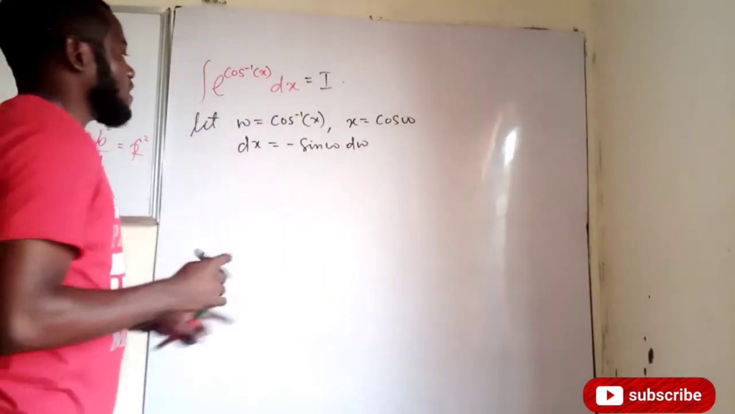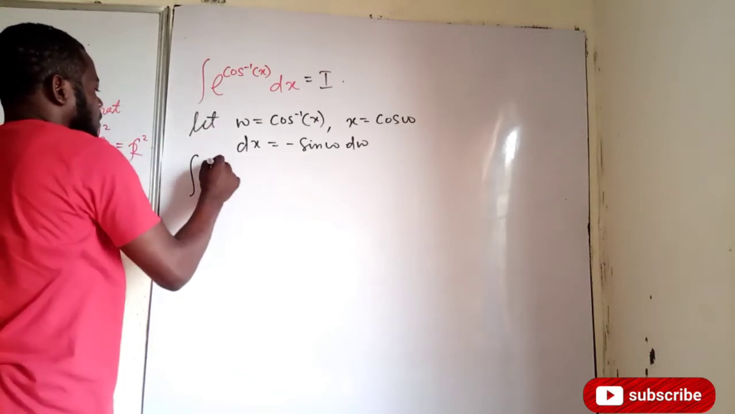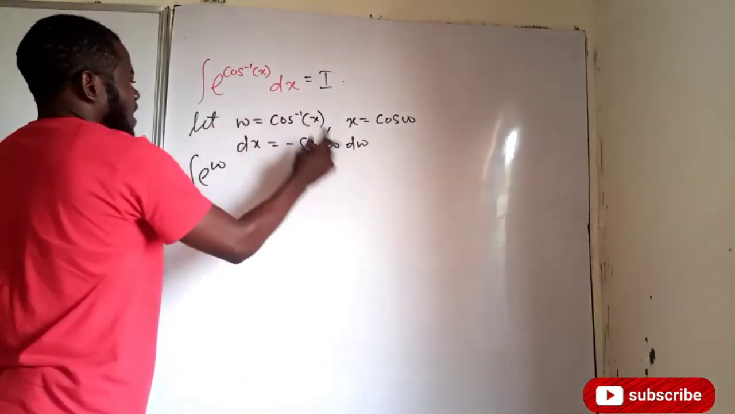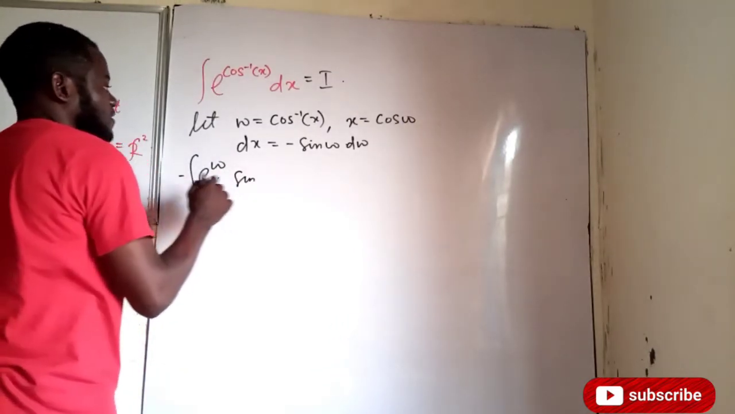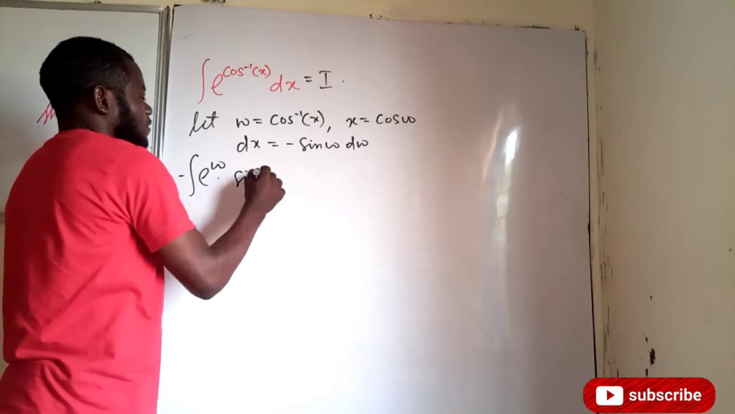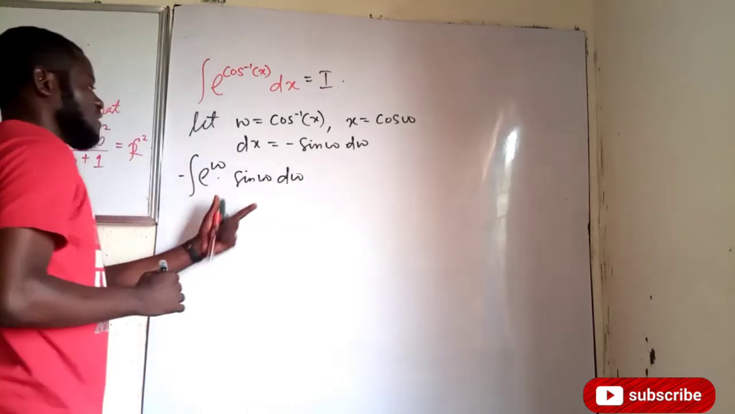Okay, if I have this now, I can now substitute this here. So I have the integral of e to the power of w. Instead of the dx now, I will have negative sine. Okay, let me put the negative out here. So I will have negative sine of w dw. So this will be the question here now.